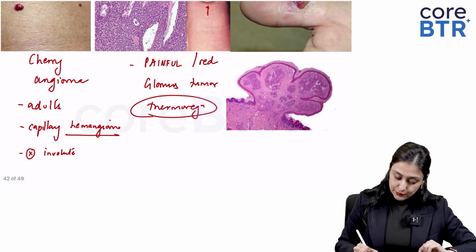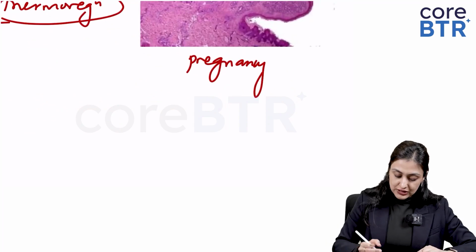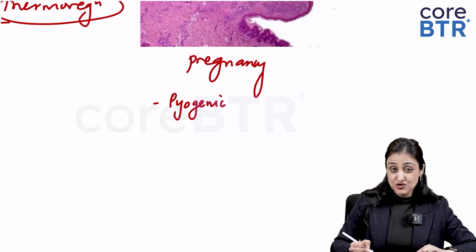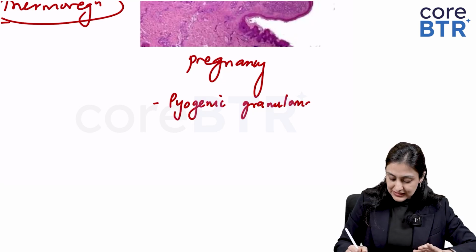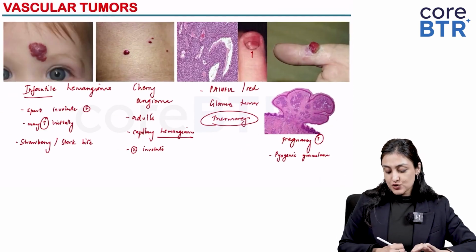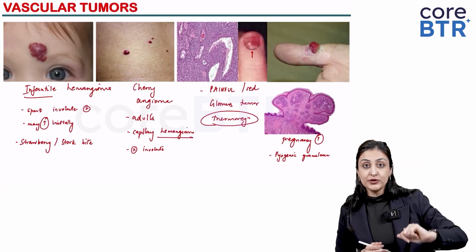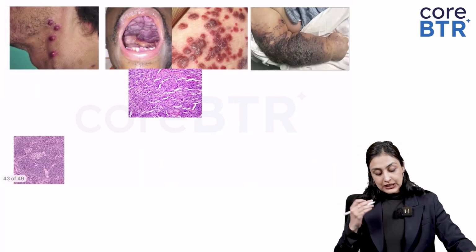And what has this pedunculated sort of appearance? History, they'll give you pregnancy. So what does that tell you? This is pyogenic granuloma. This is also called pyogenic gravidarum. So pyogenic granuloma is typically seen in pregnancy, and has a stalk, right? So these are benign lesions: strawberry, cherry, glomus, and pyogenic.